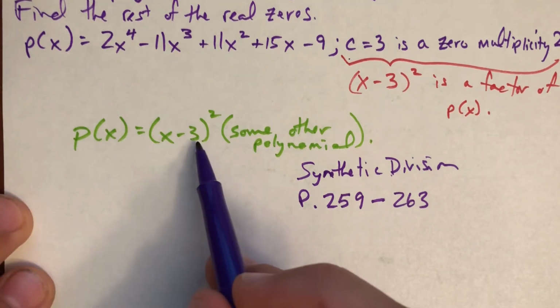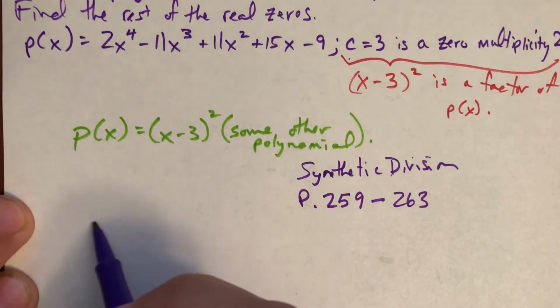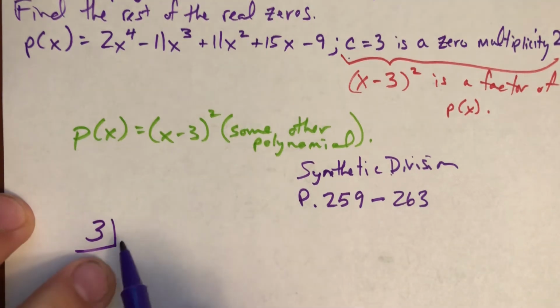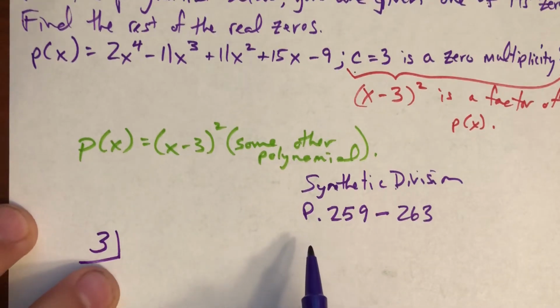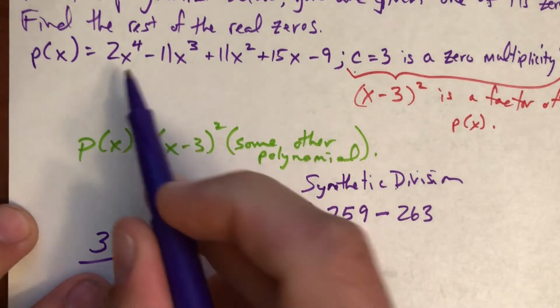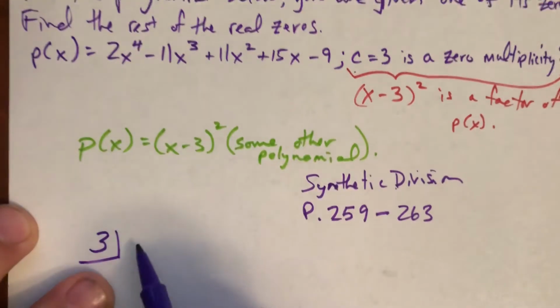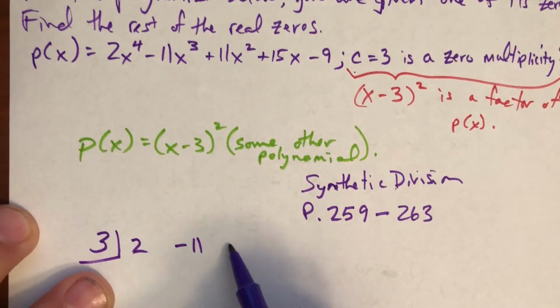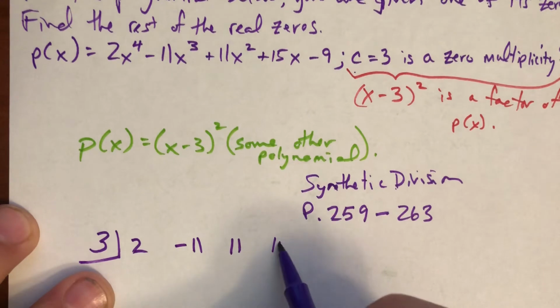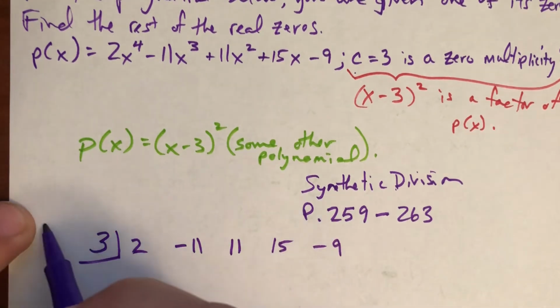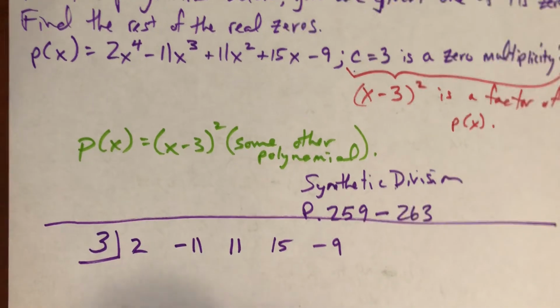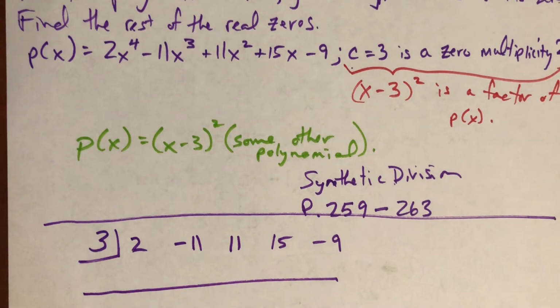So we want to take our zero, and we'll put that up in the corner here. And then we're going to take all the coefficients of the polynomial that we are dividing into. So 2, negative 11, 11, 15, and negative 9. Okay, so we want to do our nice synthetic division.